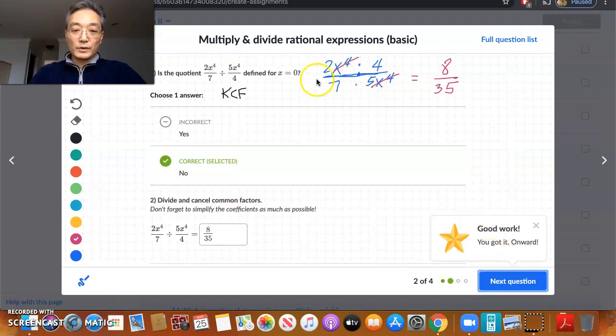Okay folks, so yes, this has to be defined at x equals 0. That has to always work. That has to work not only for the original but also for the expression once you apply keep change flip.